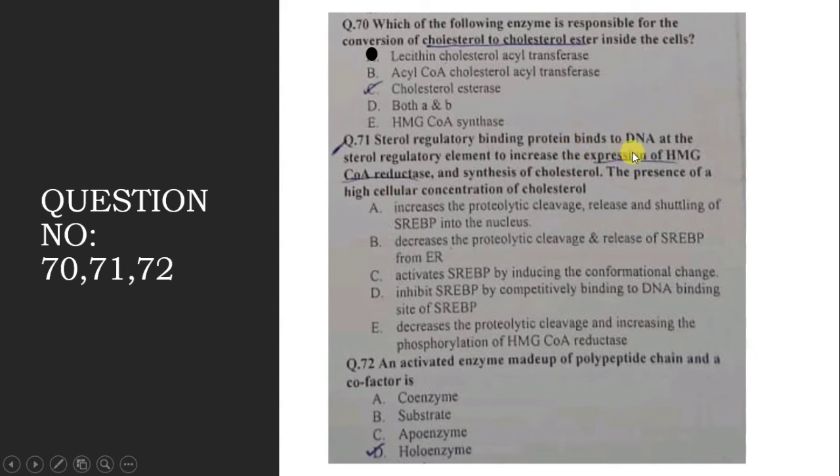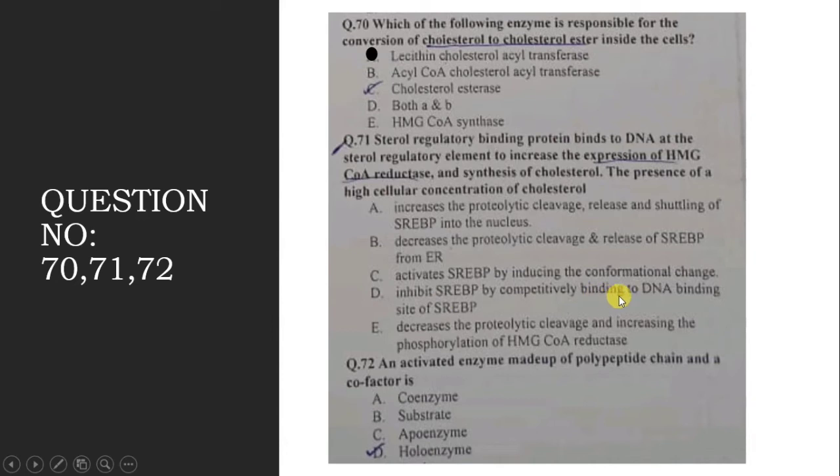Sterol regulatory element binding protein binds with DNA at the sterol regulatory element to increase the expression of HMG-CoA reductase and the synthesis of cholesterol. A high cellular concentration of cholesterol decreases the proteolytic cleavage and release of SREBP from the ER, preventing its shuttling into the nucleus.